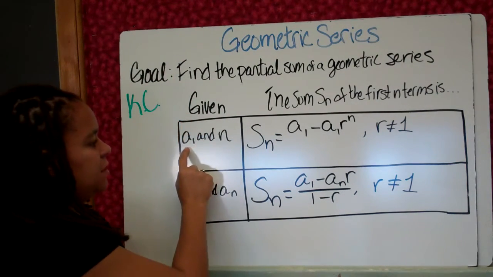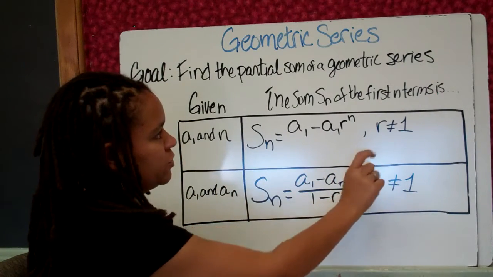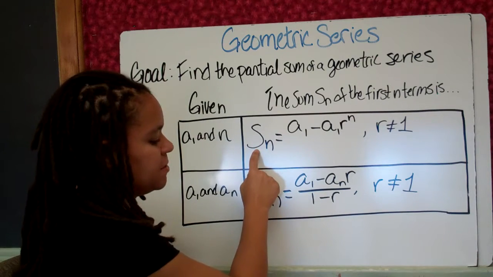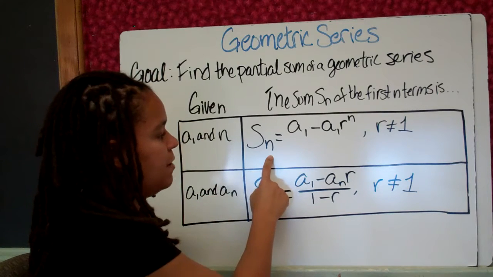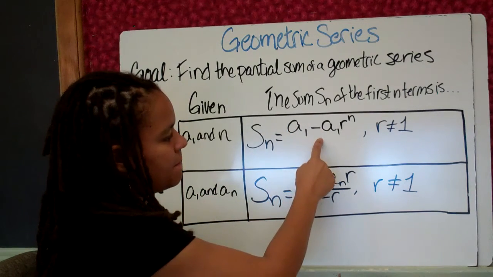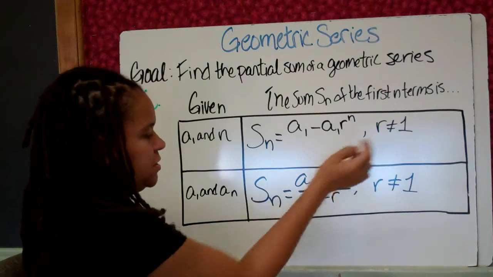So here's our key concept. If you're given A1 and N, this is the formula you would use for a geometric series to add it up. The sum of the first N terms, however many you want to add up, is equal to A sub 1 minus A sub 1 times R to the power of N, all divided by 1 minus R, and R does not equal 1.